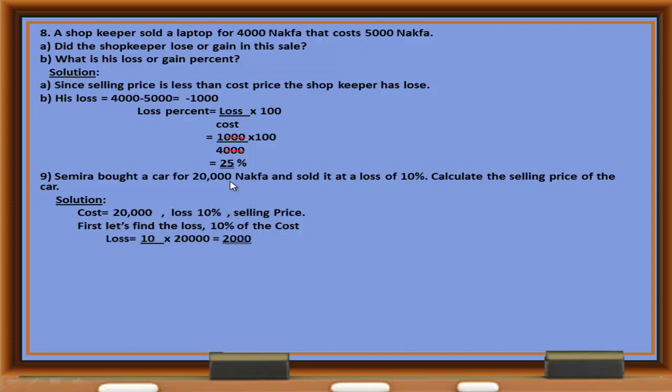Loss is equal to 10 over 100 times 20,000. That is 10% of the 20,000. The loss is 2,000. Selling price is equal to cost price minus loss. Cost price is 20,000 minus loss, which is 2,000. Therefore, she sold it for 18,000 nafa.